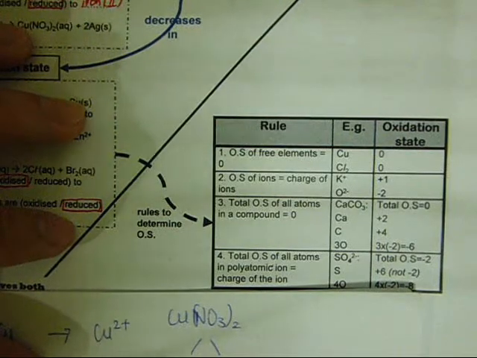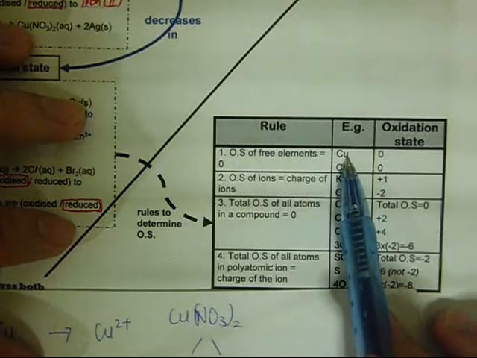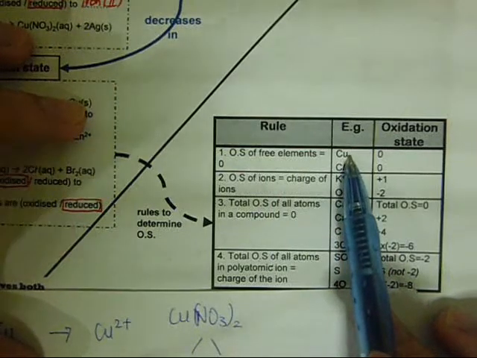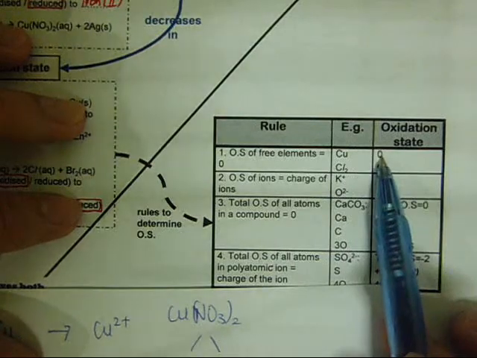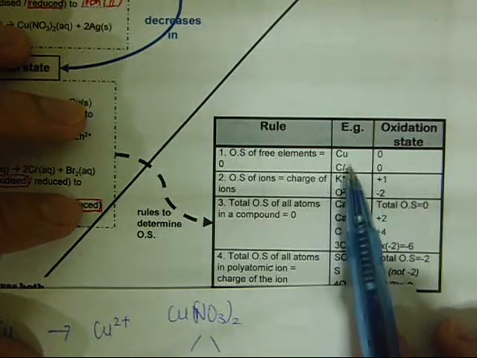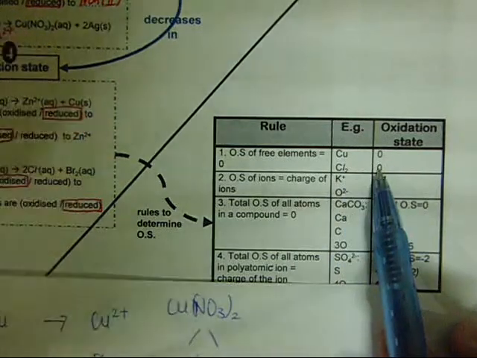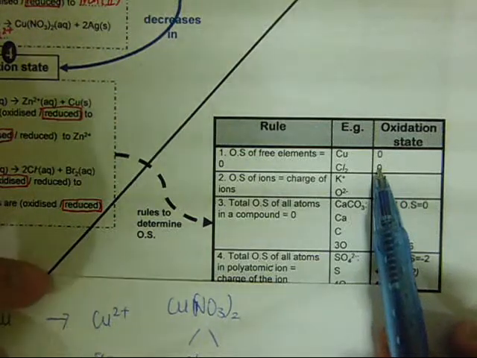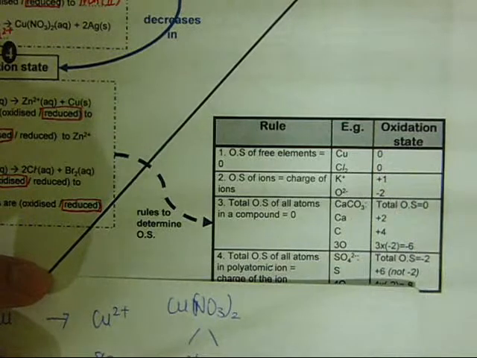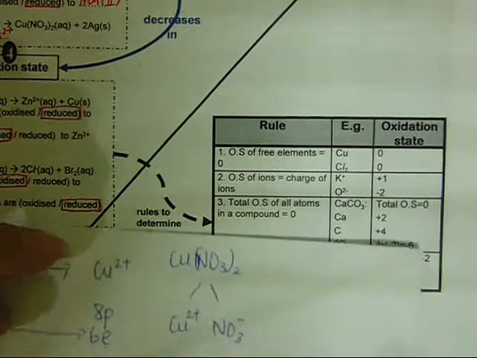Now this table will teach you how to find the oxidation state. The oxidation state of a free element is 0. For example, copper is just Cu by itself. What is the charge? The charge is usually at the top right corner, right? For Cu, in the top right corner there is no charge, therefore the oxidation state is 0. Same thing with Cl2, there is no charge here, 0. Whenever you see a substance with no charge, the oxidation state is 0.